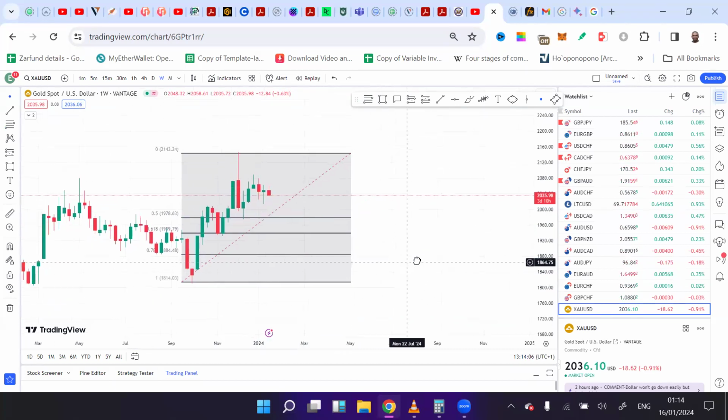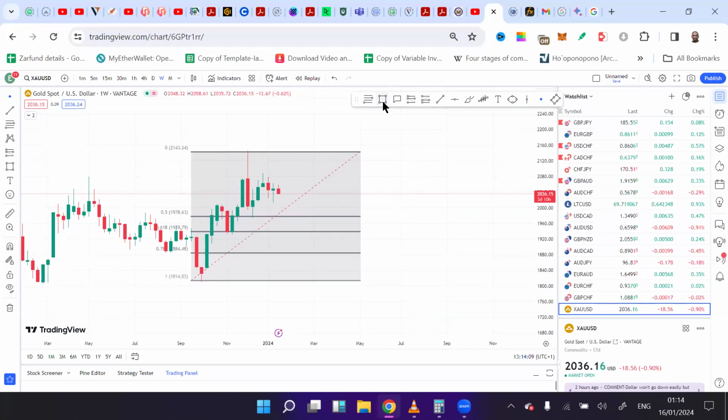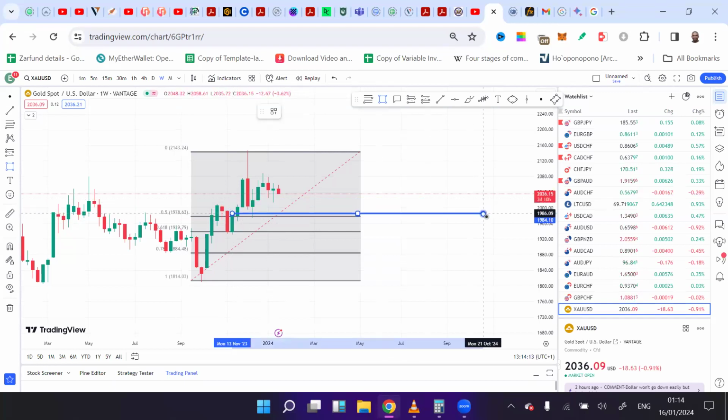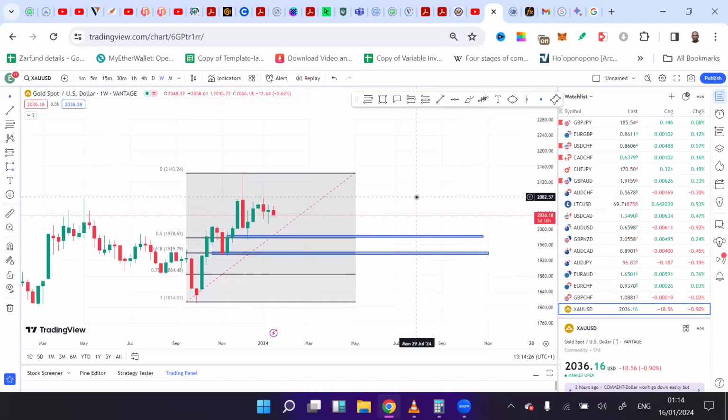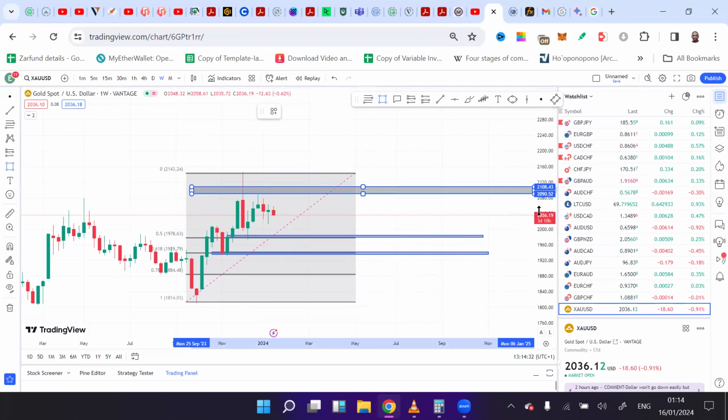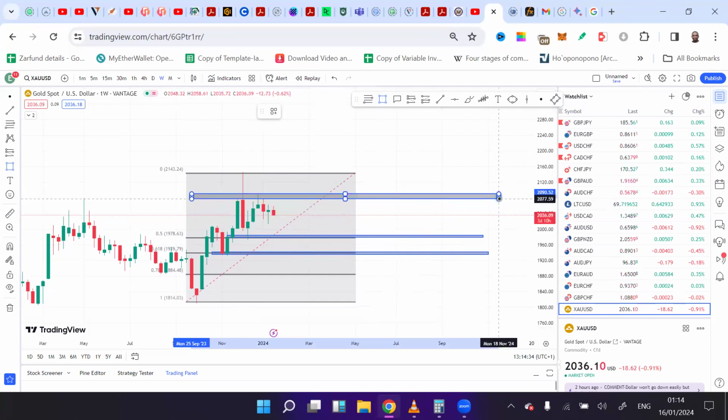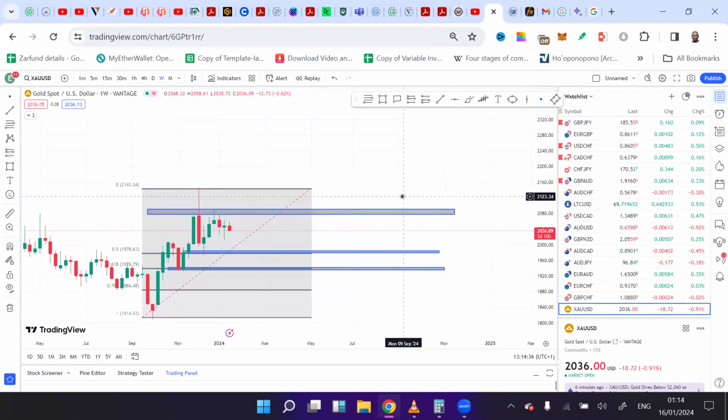Here are two areas that gold is going to come to. This area here, and then this area here. These are huge, substantial support zones. Real huge support zones right here, right there. This is on the weekly chart.